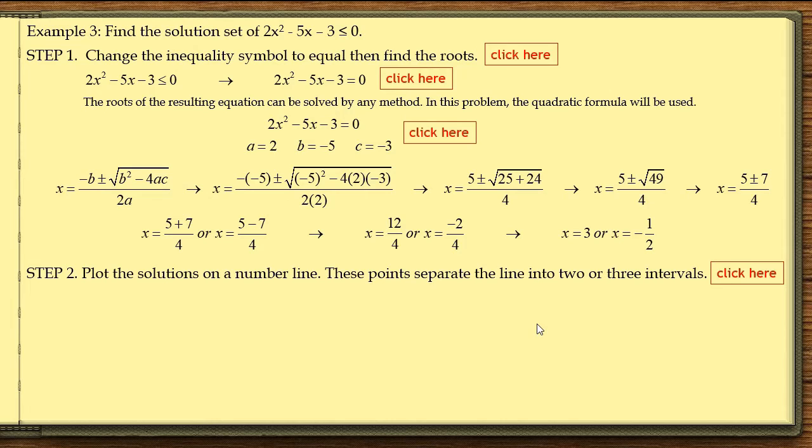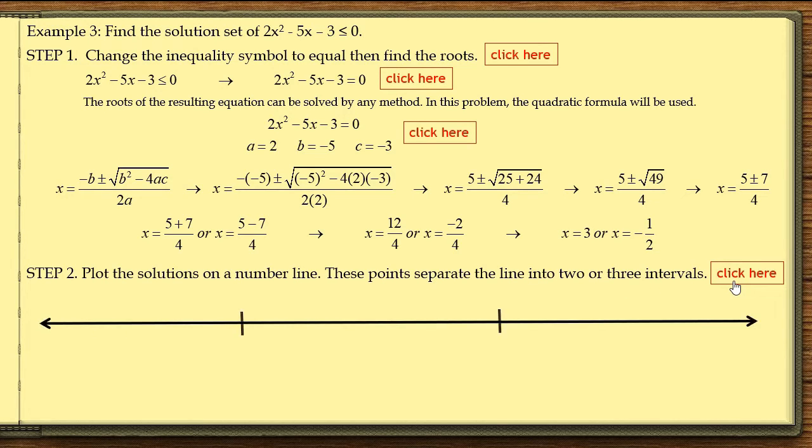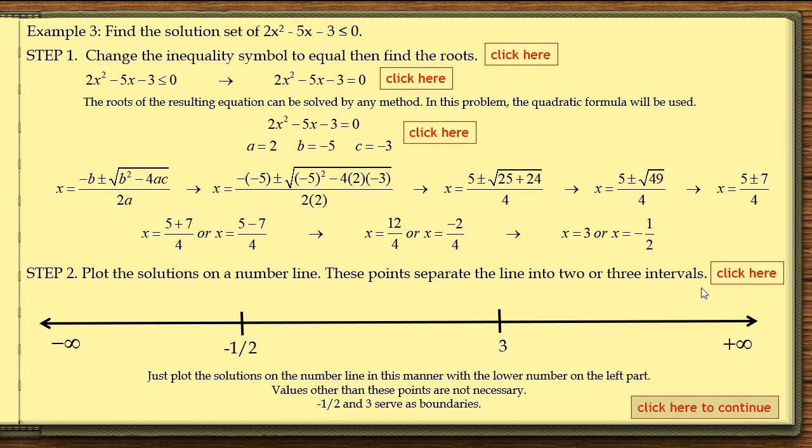Now, we need to plot the solutions on a number line. These points again will separate the line into 2 or 3 intervals. In this case, we have 1, 2, and 3 intervals. -1/2 and 3 serve as boundaries.